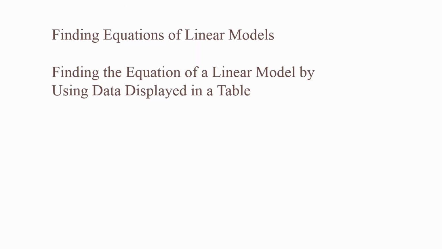Finding equations of linear models. We can construct a line from two data points. Finding the equation of a linear model by using data displayed in a table. Graph your data from the table. Make sure it's approximately linearly related. Choose 2 points that would help us get our line of best fit. Use those 2 points to find the slope. Using y equals mx plus b and one of the points and the slope, find b. Then use your slope and y-intercept to write the equation of your line using the variables for the data.